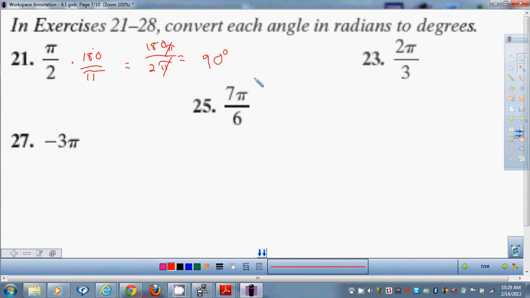Try 25 and 27 on your own. See if we get the same thing.